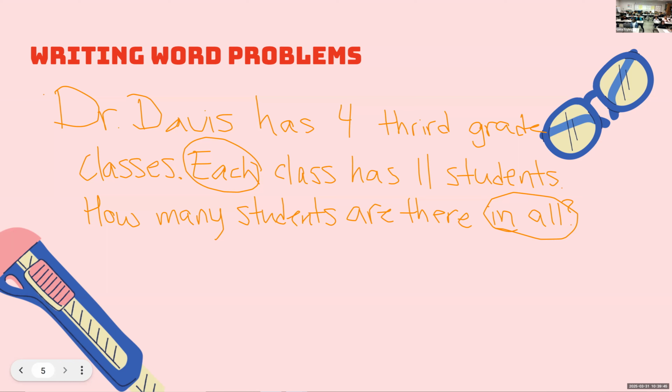Make sense? In this case, what's my equation? 4 times 11. And then my question is, how many students are there in all? 44. 44 students in all. All right, make sense? Yes, no?